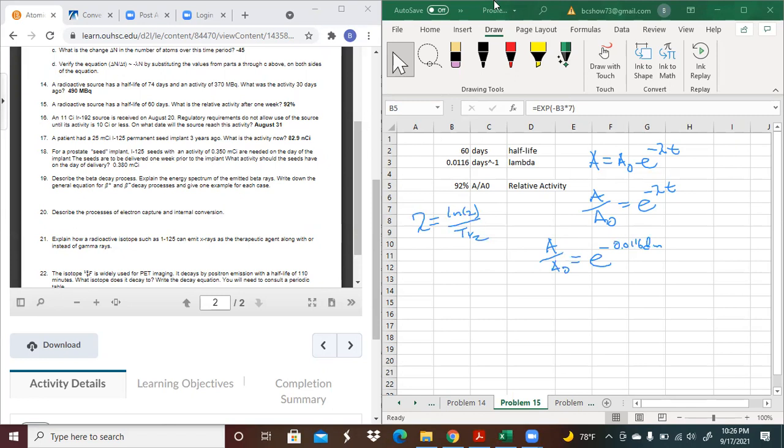Okay, let's stop with the chicken scratch here. And then how long is this going to be for? It's going to be for 7 days because it's 1 week. And if you run through the computations here, you come up with about 92%.